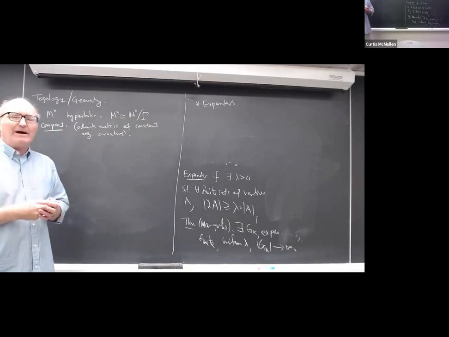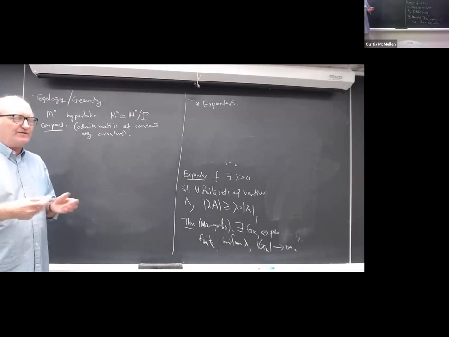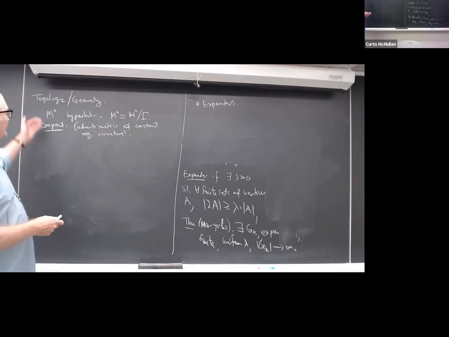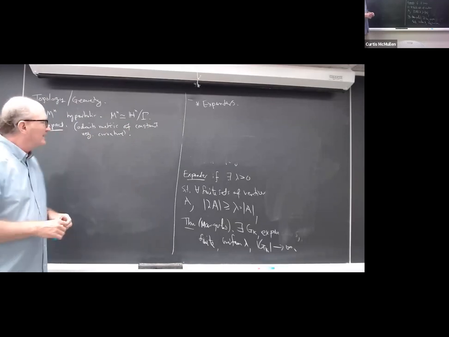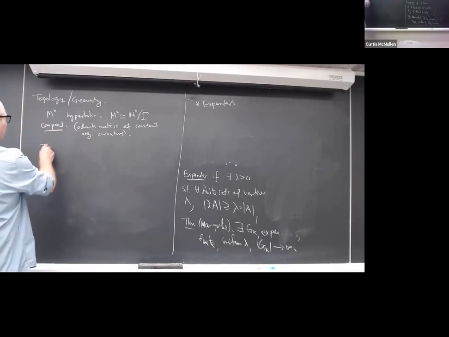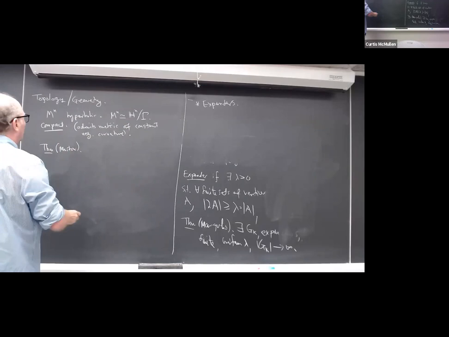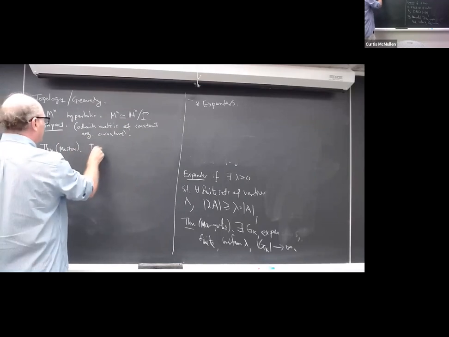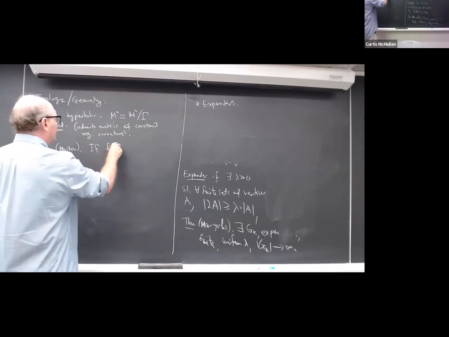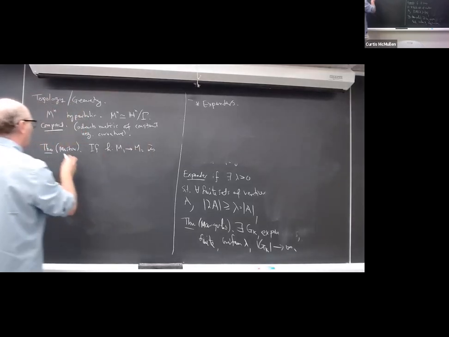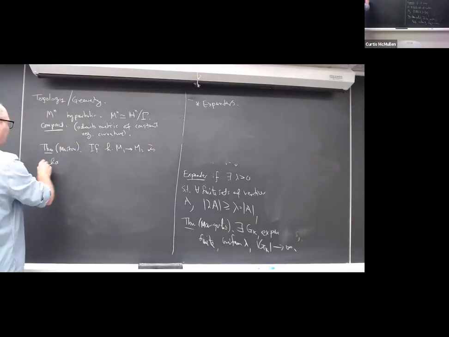Now, one thing you might wonder is, once you've found a metric of constant negative curvature on this initially topological manifold, is it unique? And this is the theorem of Mostow, which says that if h from M1 to M2 is, and now I'm just going to say a homotopy equivalence.